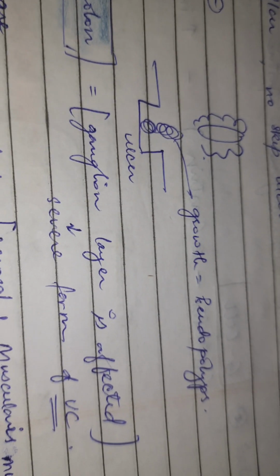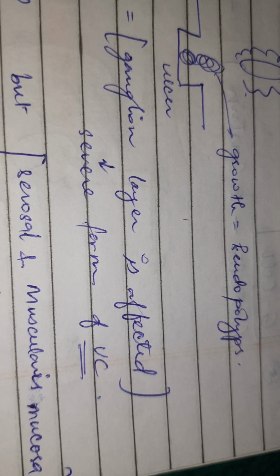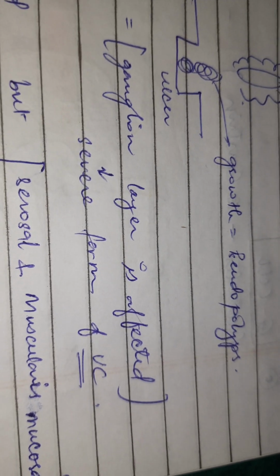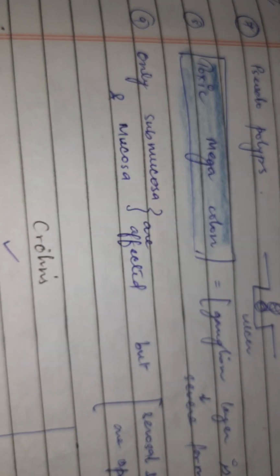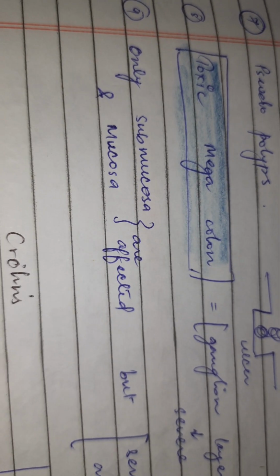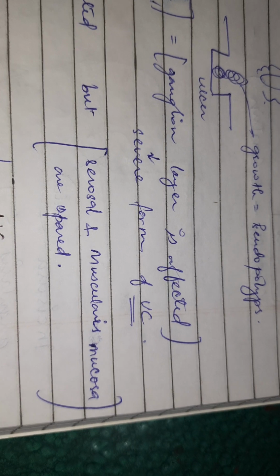If the ganglion layer is affected, then it is a severe form of ulcerative colitis. Only submucosa and mucosa are affected. In Crohn's disease, it is transmural, all layers are affected. Here, only the submucosa and mucosa layers are affected, but serosa and muscularis propria are spared.